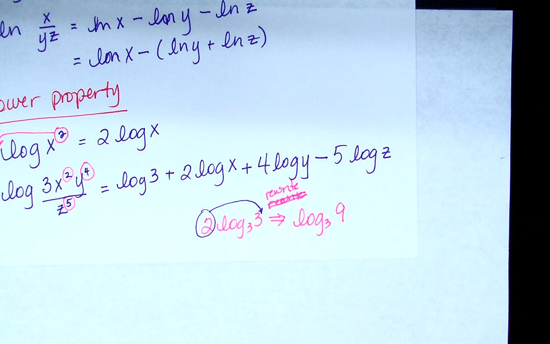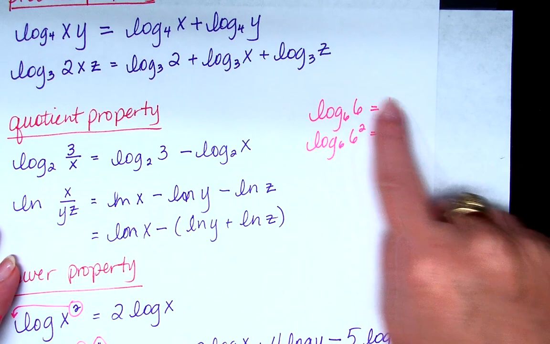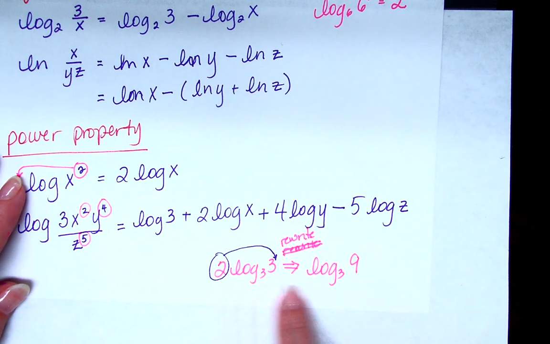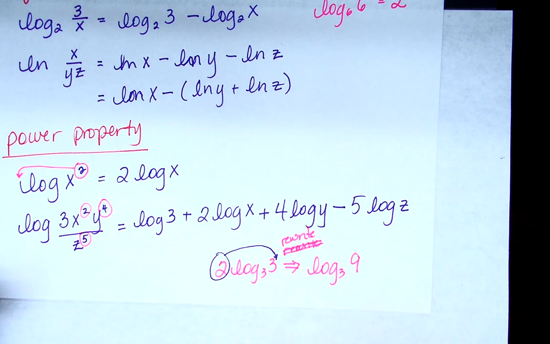Any more questions? You okay with product property, quotient property, and power property? You okay with these real quick shortcuts? But also don't let them trick you when it asks you to rewrite or simplify. Everybody okay?